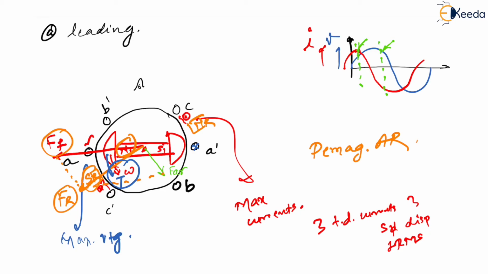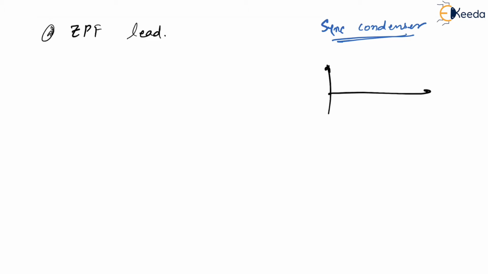Now, let us think of ZPF lead. Why? Because we need to understand something called as synchronous condenser. What is synchronous condenser? We will try to understand here itself. Okay. Now, add ZPF lead. Let us see what happens. Now, what do you mean by ZPF lead? It is going to be zero power factor.